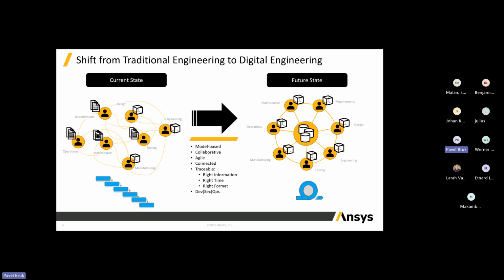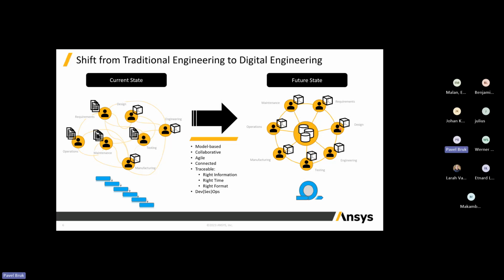You use the model of the system as a single source of truth, and you connect all the disciplines. If something changes in the model or in the requirements, you can always see the influence of these changes on other disciplines. So you get a collaborative, agile, connected, and traceable environment, where you are able to get the right information at the right time in the right format.